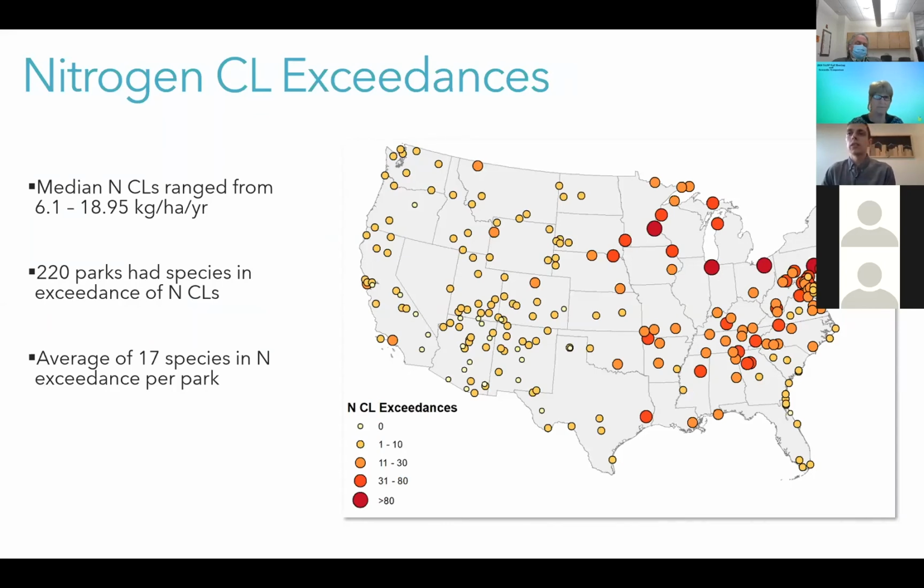And you can also see that here in the southwest, we see a cluster of parks that have low exceedances or no exceedances. That's partly due, as I showed in those maps from the input data, to that data set being fairly East US heavy. There aren't a lot of plots from those areas, and the species included in the analysis might not be as common in the Southwest either. So we have a bit of a data gap in that region. And then we found that an average of 17 species had deposition in exceedance of their critical load per park.